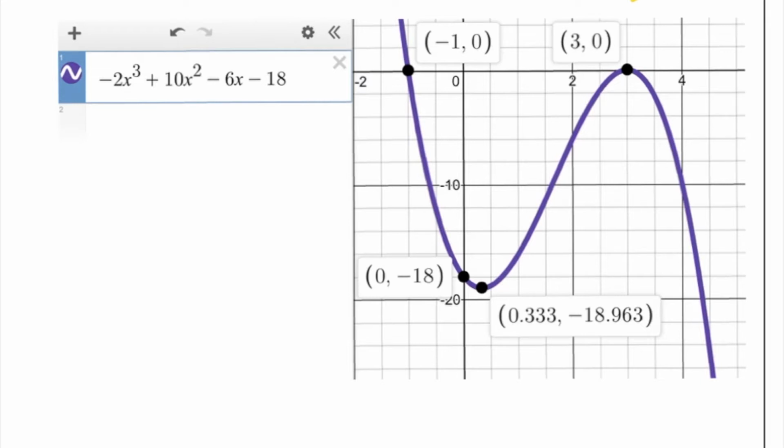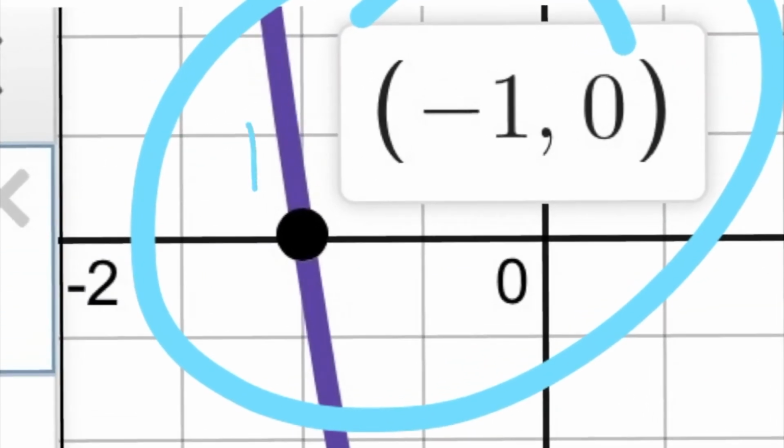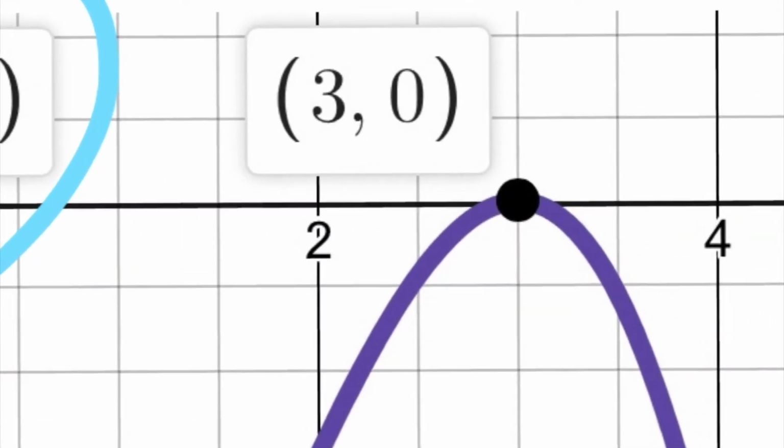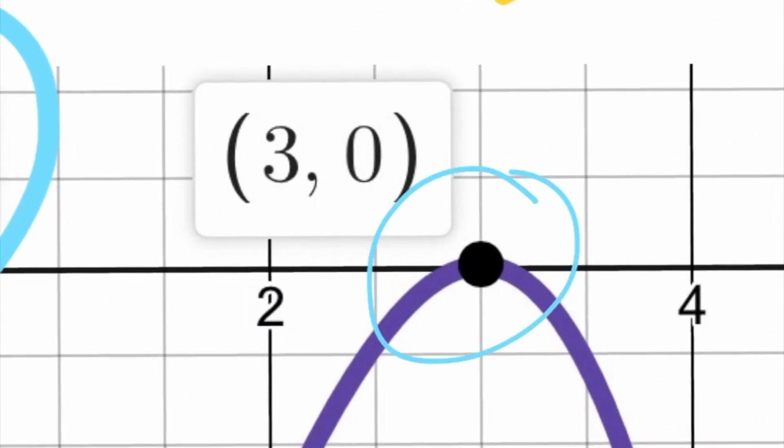So in your factored form of the equation, you had negative 2 times x plus 1 times x minus 3 squared. So you've got x equals negative 1, and that's a single root, and you can tell because it's positive on the left and negative on the right. The function itself is above the x-axis on the left, that makes it positive, and it's below the x-axis on the right, that makes it negative. But here, this is where your x minus 3 is a double root.